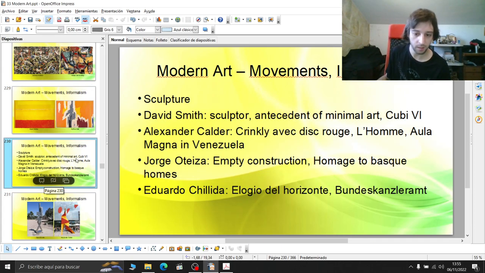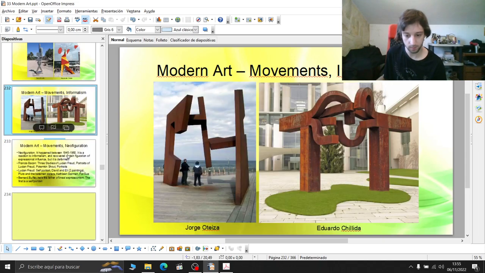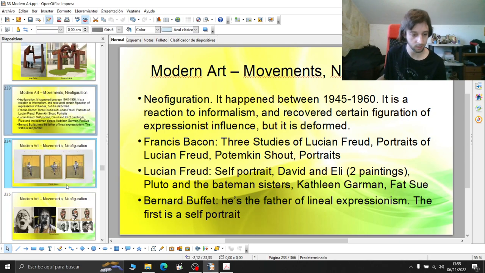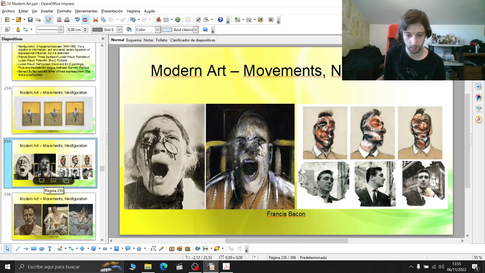Sculpture: David Smith, Alexander Calder, Jorge Oteiza, and Eduardo Chillida. Neofiguration is a reaction to Informalism and recovers certain figuration of expressionist influence, but it is deformed, with painters like Francis Bacon, Lucian Freud, and Bernard Buffet. Here you see the examples.